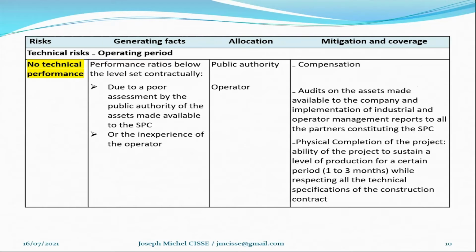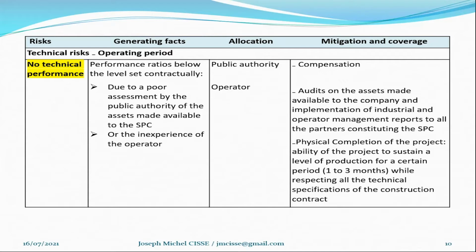Non-technical performance. On the generating fact, we have performance ratios below the level set contractually. This is due to a poor assessment by the public authority of the assets made available to the SPC or the inexperience of the operator. On the allocation column, we have the public authority and the operator. While for the mitigation, we have compensation, audits on the asset made available to the company, and implementation of industrial and operator management reports to all the partners constituting the SPC. Physical completion of the project.